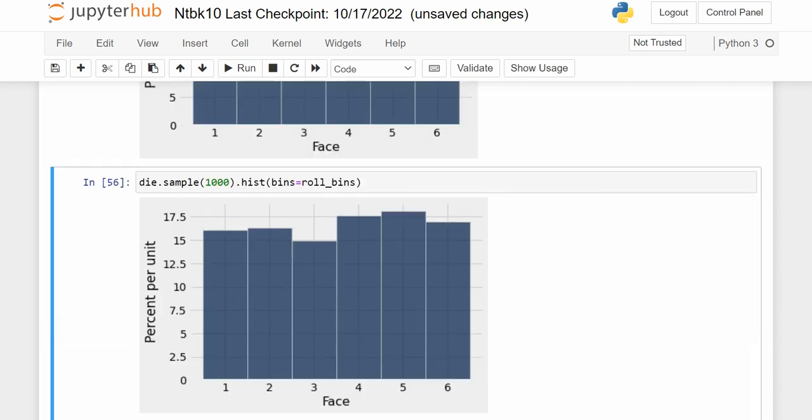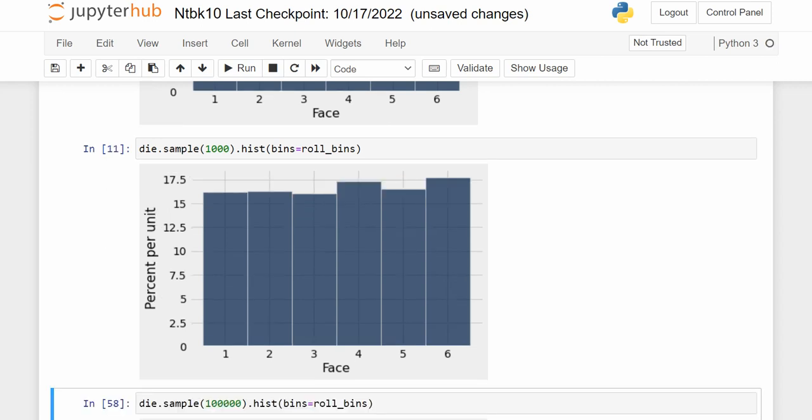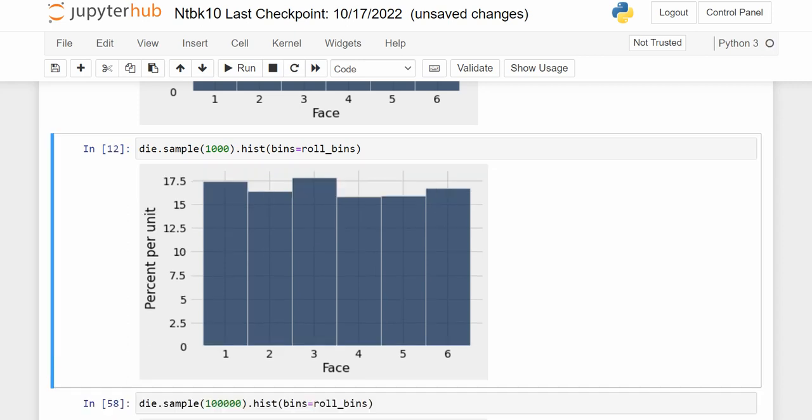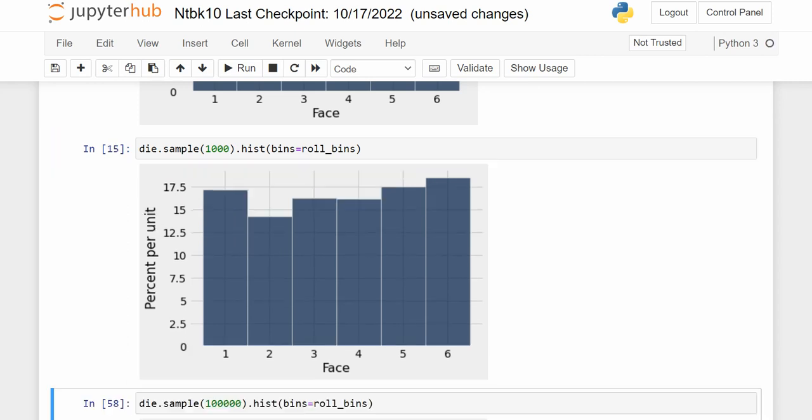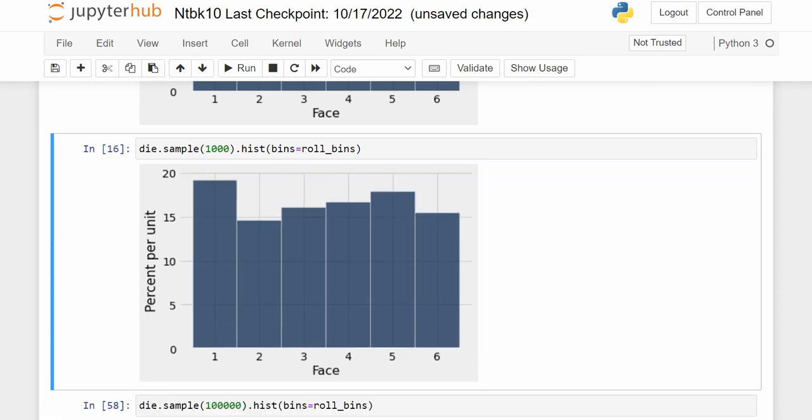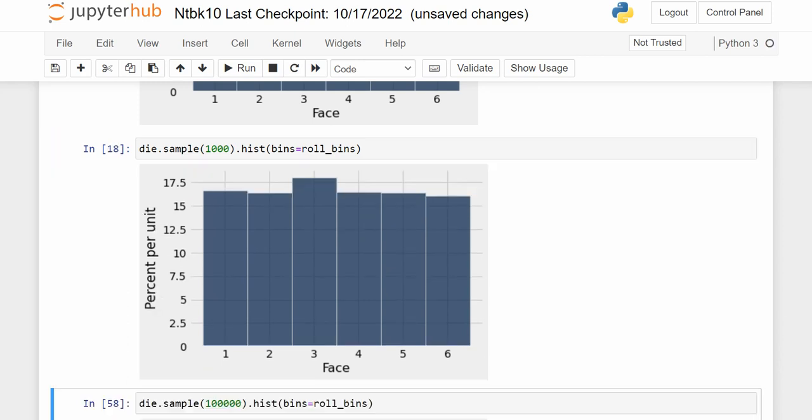Now this one, die.sample 1,000, so now it's doing 1,000 draws. And you can see that it does change a little bit each time. But we're seeing that the bars are close to the same height. Not exactly the same, but we're seeing that, right? We're seeing the uniform distribution appear. Is 1,000 enough? I don't know. We're going to try 10,000 right down here. So let's do that and see.